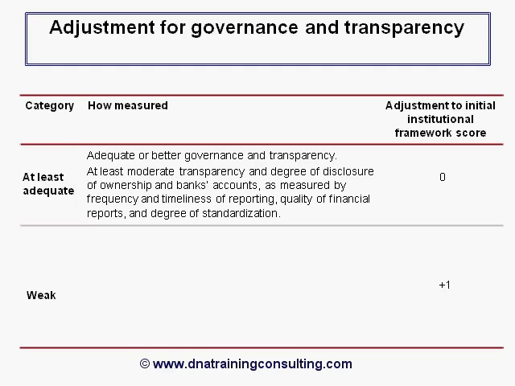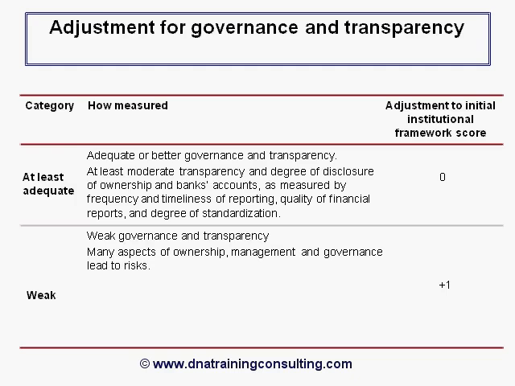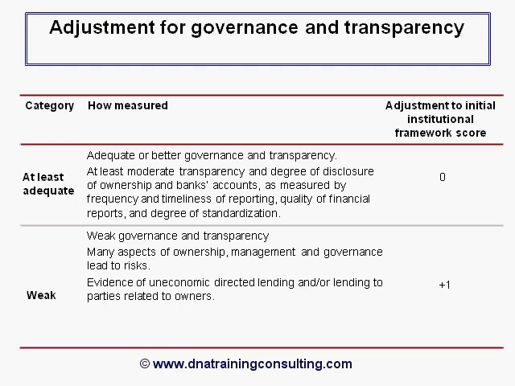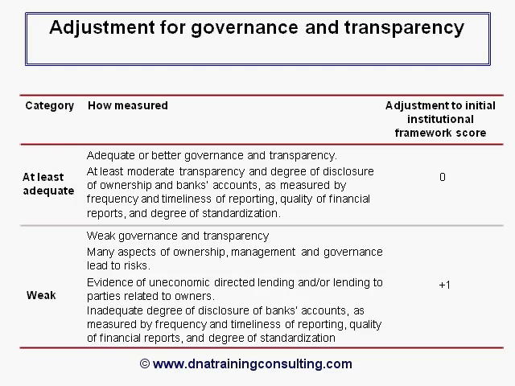While the second category is characterized by weak governance and transparency, in which many aspects of ownership, management, and governance lead to risks, with evidence of uneconomic directed lending and/or lending to parties related to owners, and/or by an inadequate degree of disclosure of banks' accounts as measured by the frequency and timeliness of reporting, the quality of financial reports, and the degree of standardization.